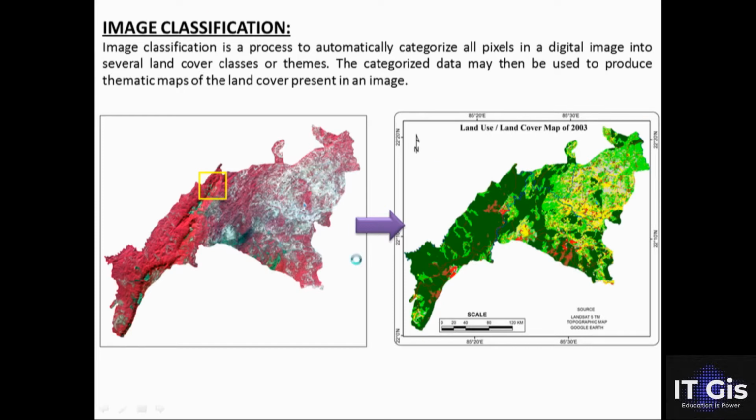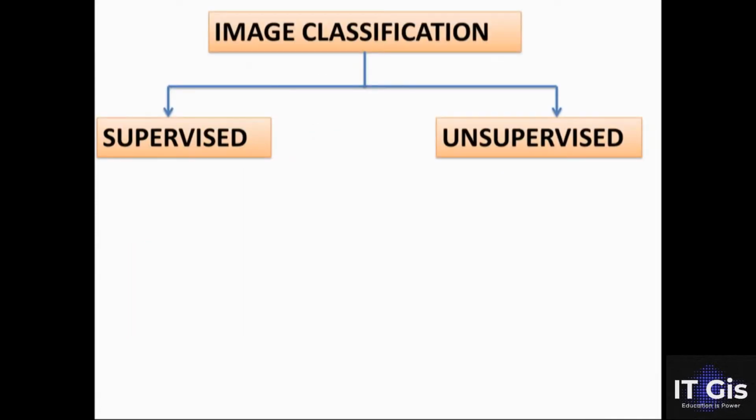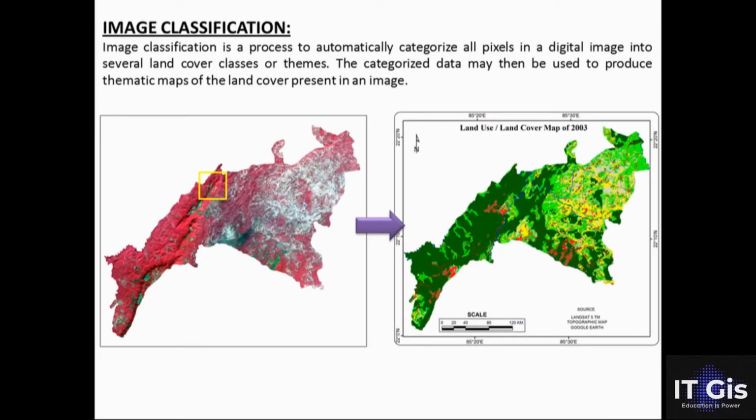Basically, image classification is of two types. One is supervised, and another is unsupervised. Now, what is supervised classification? In supervised classification, we identify some homogeneous representative samples or training sites. For example, this is a vegetation, so we take training sites that represent all the vegetation on the image.